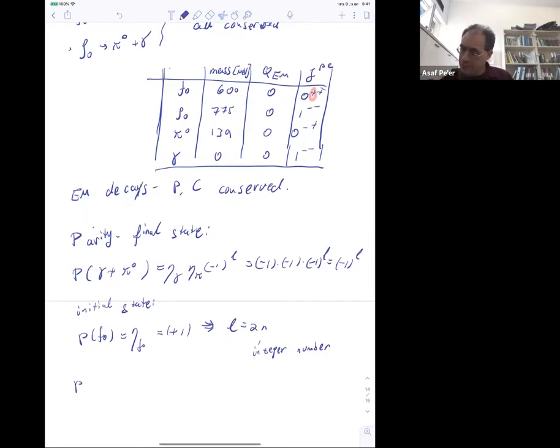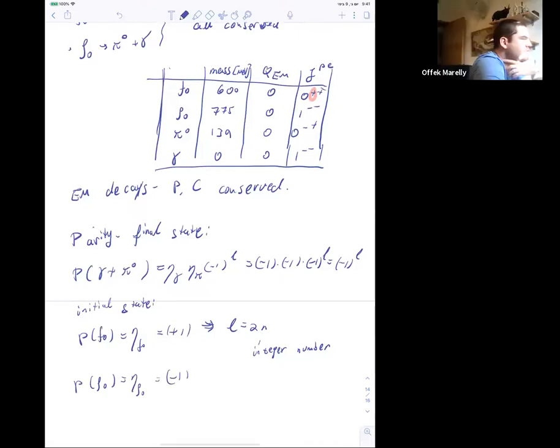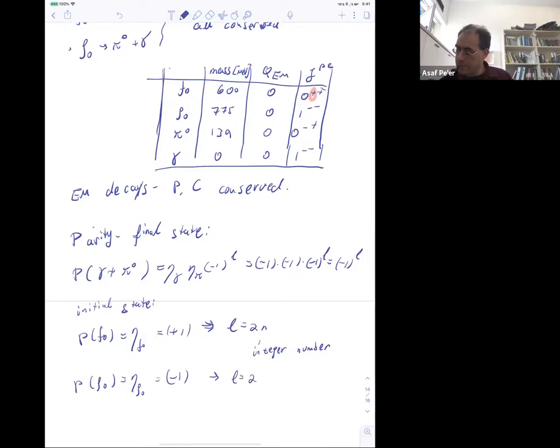What is P of the rho 0? Minus 1, right? So that means that L must be equal to 2n plus 1. So we have a constraint on L. In principle, we can measure L by looking at the angular distribution of the decay products. Okay, that gets us something, but that's not enough.